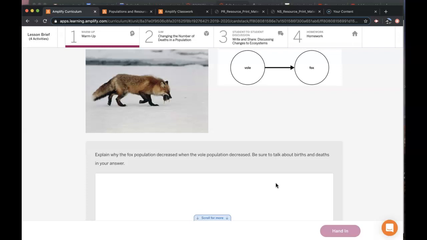At the end of this lesson, you're going to be given more scenarios, and you'll need to explain why a population changed size. You need to remember to include in your discussion both births and deaths and how they are related.